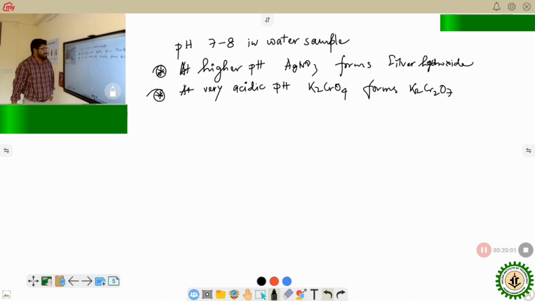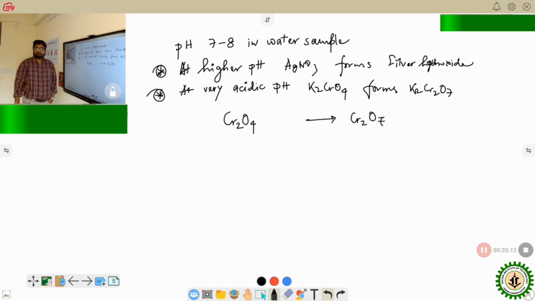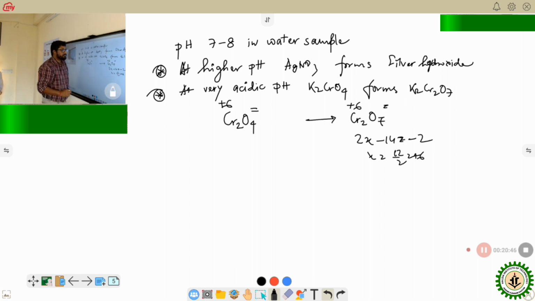Everybody knows about this. CrO4, that's chromate, it will convert to Cr2O7. Okay, look at the oxidation number. The oxidation number of chromium in CrO4 will be +6, and here it will be again +6, because 2x minus 14 equals -2, which means that x equals 12 by 2, that is +6. And here also 2x minus 8 equals -2.